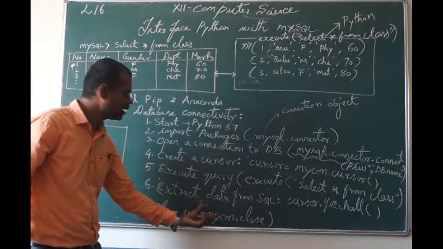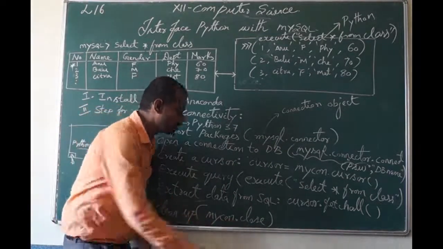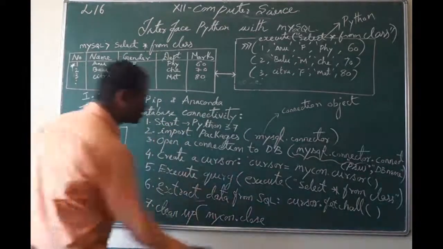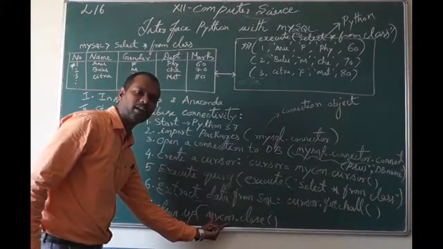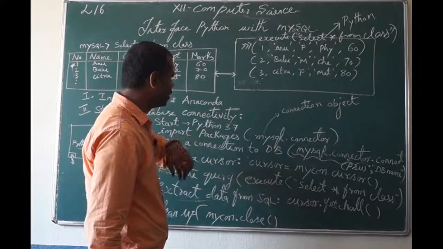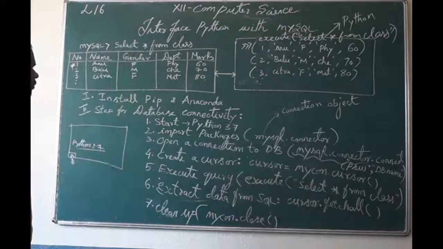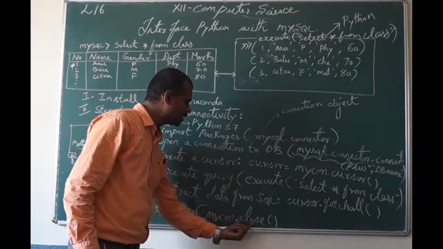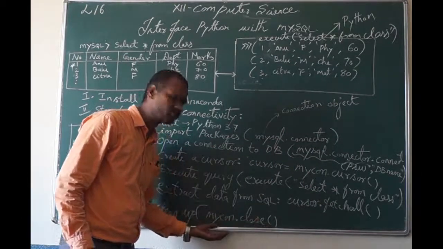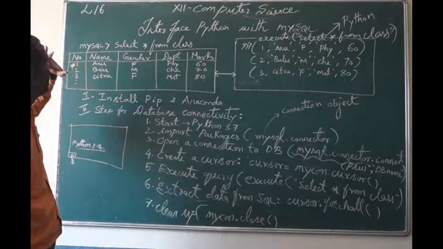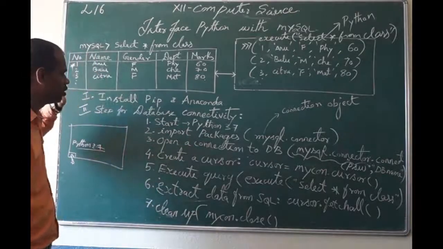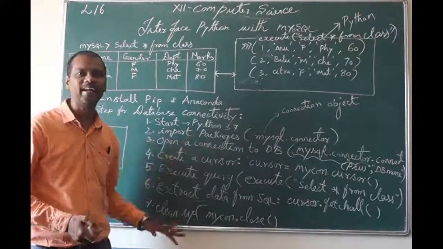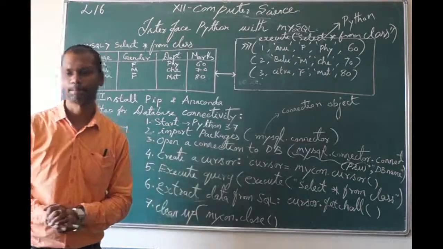The coding is the mycon.close function. What is this mycon? Mycon is here. It is just like a connection object. Then the close function. Using this we can close the MySQL connection. Got it? I hope you understand. In the next class, I am going to teach you how this will really be executed in programming. Okay? Fine.